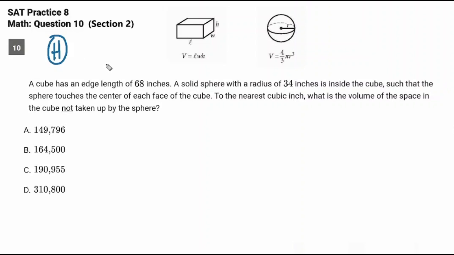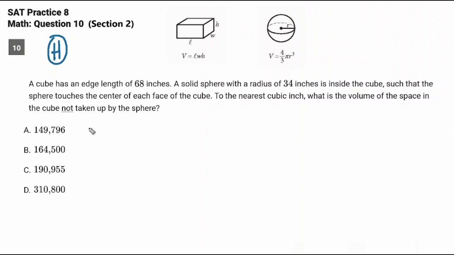A cube has an edge of 68. A solid sphere with a radius of 34 is inside the cube, such that the sphere touches the center of each face of the cube. To the nearest cubic inch, that's just a license to round, what is the volume of the space in the cube not taken up by the sphere?